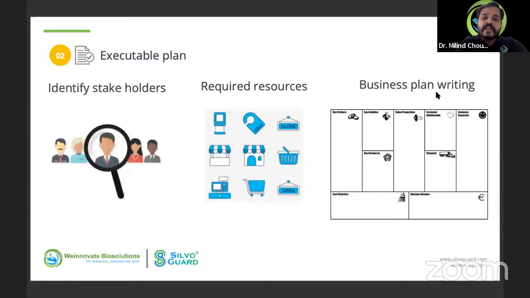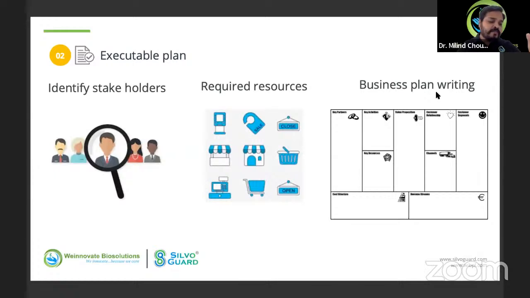So when I'm saying executable plan, there are three most important aspects of writing any proposal. The first important study that you need to do is to identify stakeholders. I think Dr. Premnath touched upon a lot of stakeholders in this process, whether it is regulatory processes, NABL accredited laboratories, or multiple other people who become stakeholders at some point in your process.